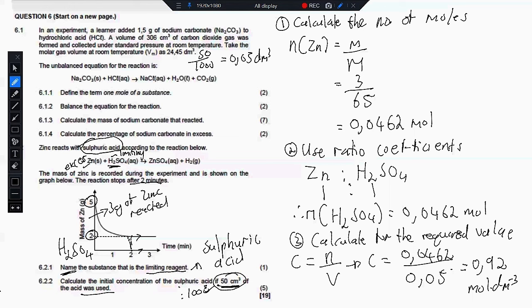So in this question, we had two questions that needed us to use the three-step stoichiometric calculations. That was in 6.1.3 for the 7 marks and 6.2.2 for the 5 marks. So make sure that you play the video as many times as possible and just try to understand the approach that I took in solving this.